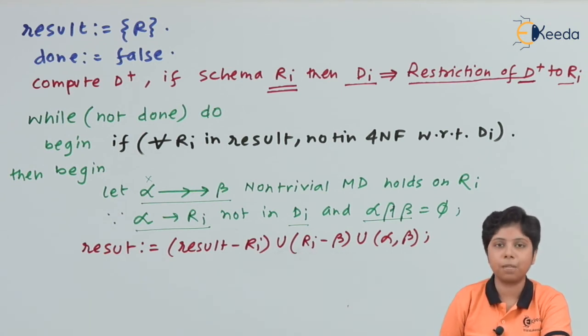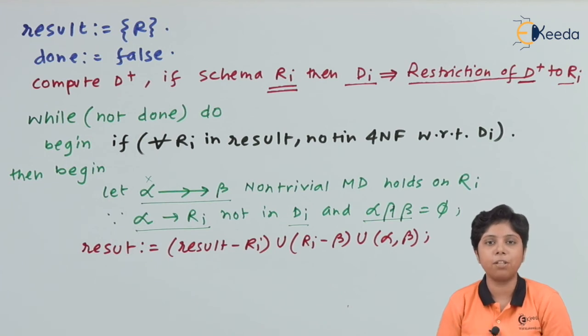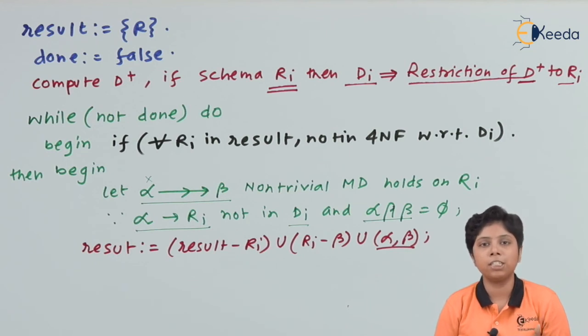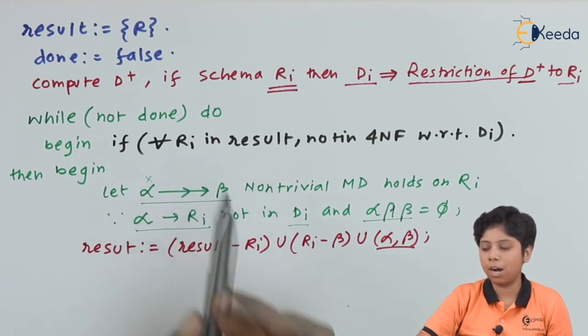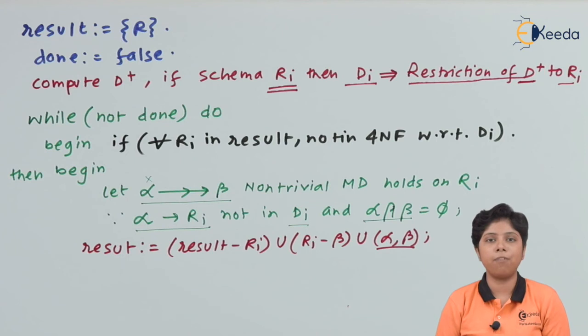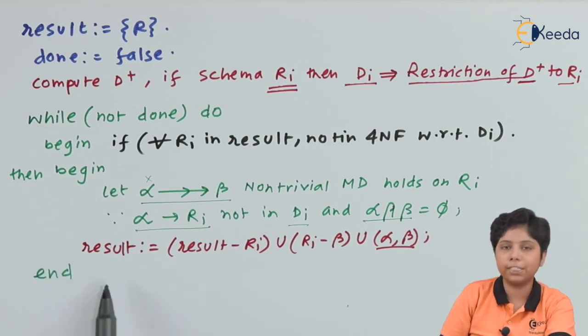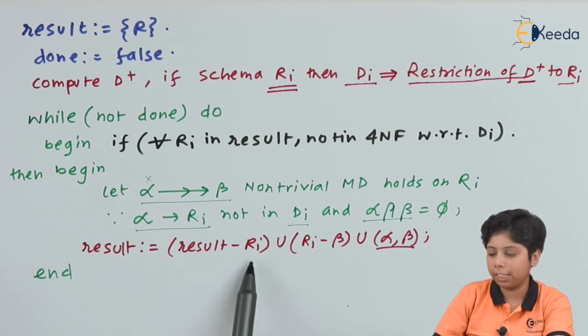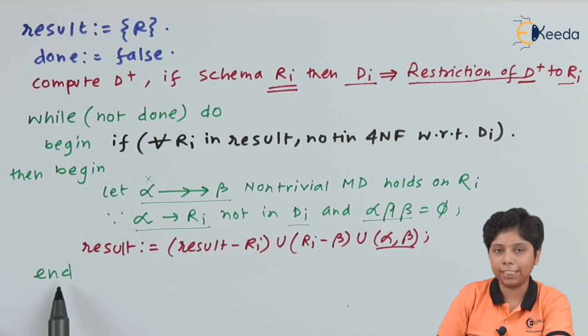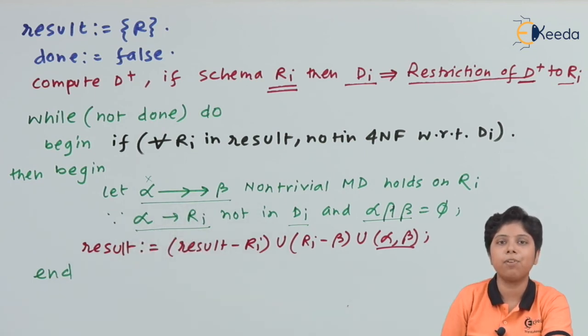Now Ri minus beta, that means CD is subtracted from it, so A will remain and be added as a combination of alpha beta. So all will be part of the result again, taken for consideration. Now we should continue this until we find a result where done becomes true, that is, there is no Ri present in result but not in 4NF with the restrictions. Now that we have formed the new result by subtracting Ri and adding Ri minus beta and alpha beta, we should end our loop, because we continue until all the Ri's in result are in 4NF with the restriction Di.